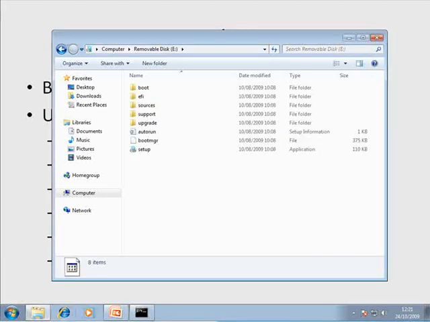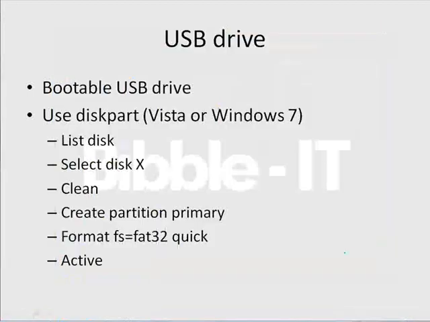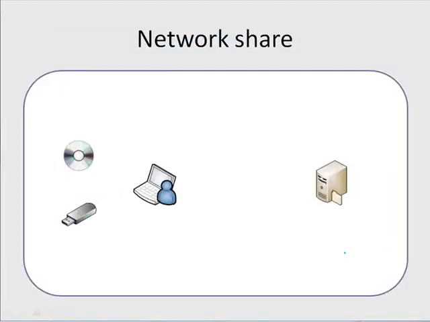All we need to do now is reboot the computer and then set up your BIOS to either boot from USB or enter your BIOS bootloader menu and choose the USB drive. Okay, next we're going to look at the network share install.